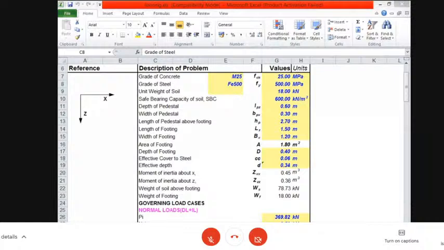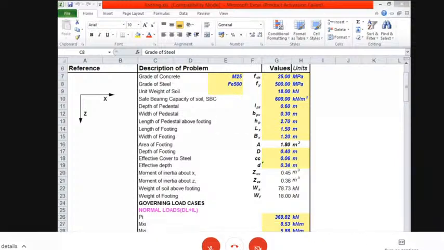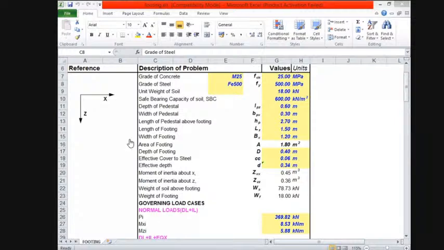So fck, we have to give as input 25 megapascal, whether it is Newton per mm squared or megapascal. Then next one is the grade of steel. Since we have to check it for bending and shear force, we have to take the grade of steel as Fe500, because normally we take Fe415 for stirrups only. So I'm taking it as Fe500, so fy is 500 megapascal.